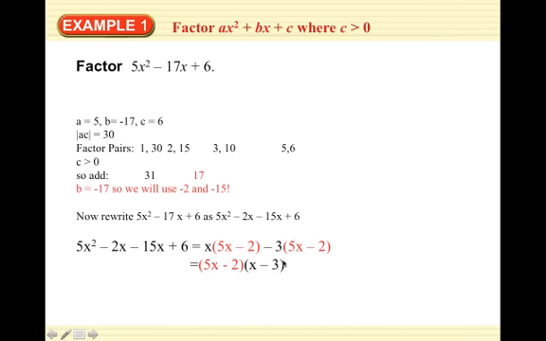Now, one thing you can always stop and do is FOIL and see if you end up back with what you started with, and that's a way to check. Okay, so 5x times x is 5x squared. Negative 2 times x is negative 2x. 5x times negative 3 is negative 15x. And then negative 2 times negative 3 is plus 6. So that gets us back to what we started with, so we know we did a good job. Okay, so that's our answer, and we know it's the answer because we have the original polynomial, 5x squared minus 17x plus 6, written as the product of two binomial factors.